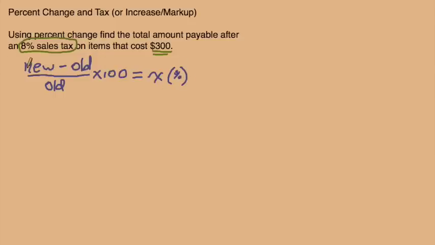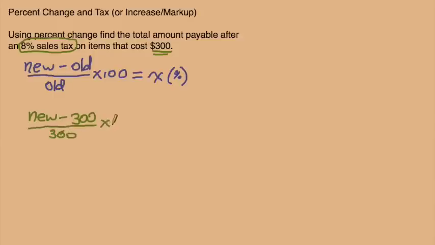Do I know the new value? That would be the cost after tax, and the answer to that is, well, no. So I'll put that down here. Do I know the old value? Well, the old value is how much it costs on the shelf, not how much it costs when you're buying it. So that would go here. Since it's the old value, it would also go in the bottom.